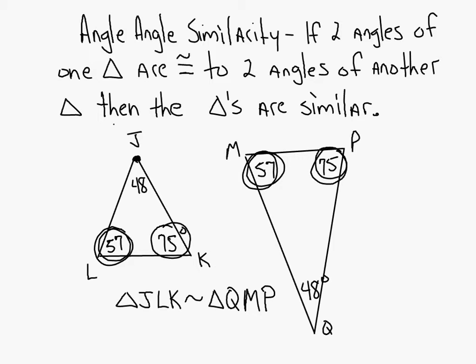And explain your reasoning. You're going to write by angle, angle. And that's short for angle-angle similarity, but you don't have to write all that out. Okay, so by angle-angle similarity is your reasoning. So triangle JLK is similar to triangle QMP by angle-angle. You can maybe abbreviate it: angle-angle similarity.